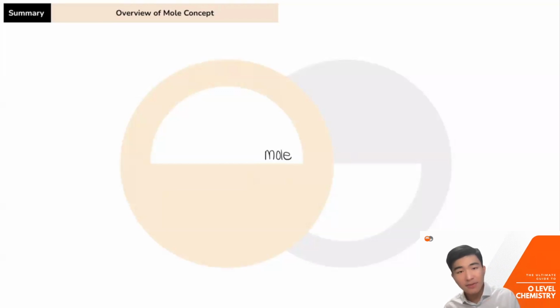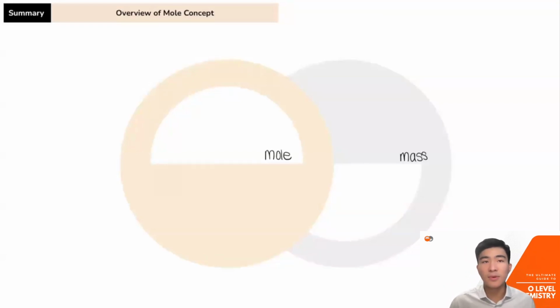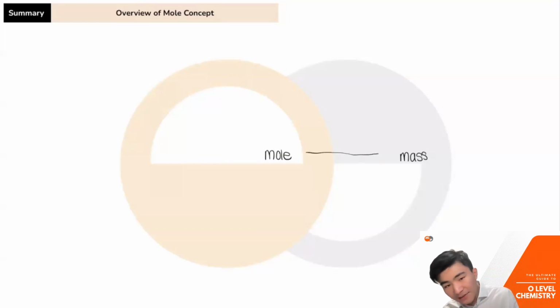First relationship is between mole and mass. Now, can anybody tell me, from mole to mass or mass to mole, what do I do? How do I convert between the mass and the mole? Good. So when I'm converting from moles to mass, I'm going to multiply by this term known as molar mass. Similarly, if I'm going to convert from mass to mole, I will divide by molar mass.